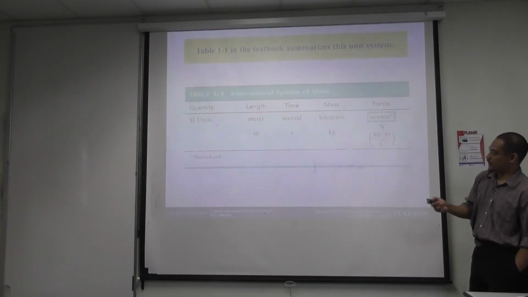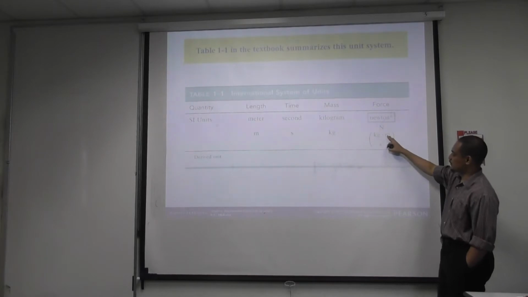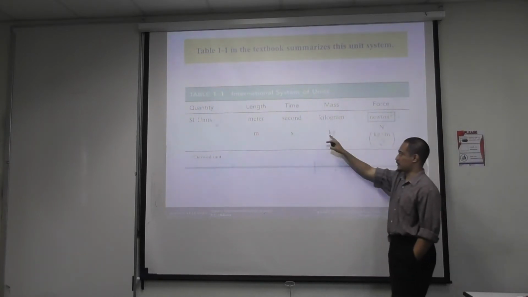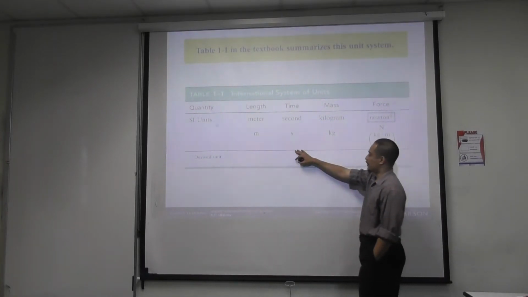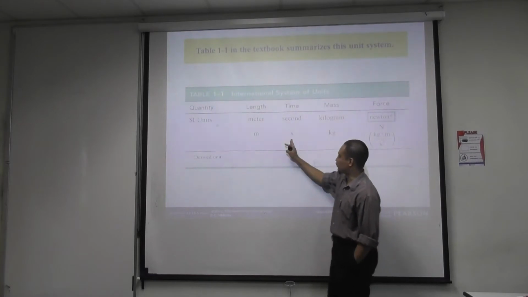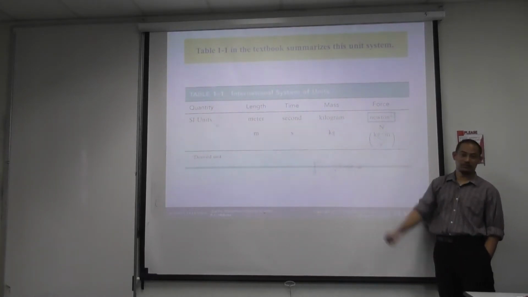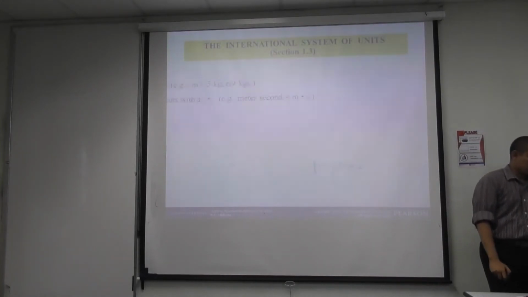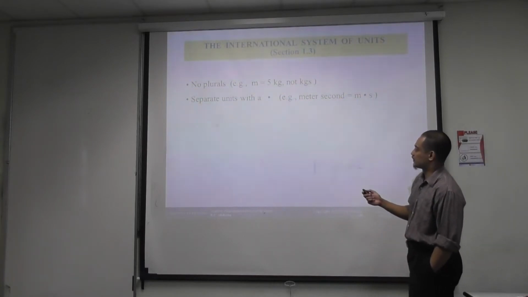For length, we have the unit meter; time, second; mass, kilogram; and then force we have newton, which can be derived from Newton's second law. F equals m times a, with m in kilograms and acceleration in meters per second squared. So it becomes kilogram meter per second squared, which is equivalent to newton. Alright. In terms of the usage of SI units, there's no such thing as plural.